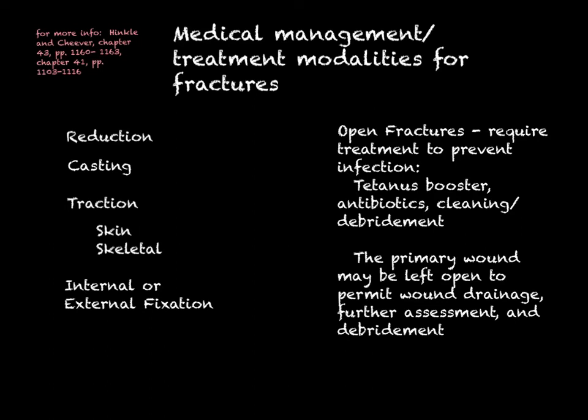Okay, there are two types of reduction. There is a closed reduction, and closed reduction is the least invasive. And that is accomplished by the doctor manipulating the bone from the outside and using manual traction to get that limb in a more anatomical alignment, to make sure that the bone fragments can communicate with each other. And then there has to be immobilization so that that reduction stays where it is. So generally speaking, we're going to do some casting.